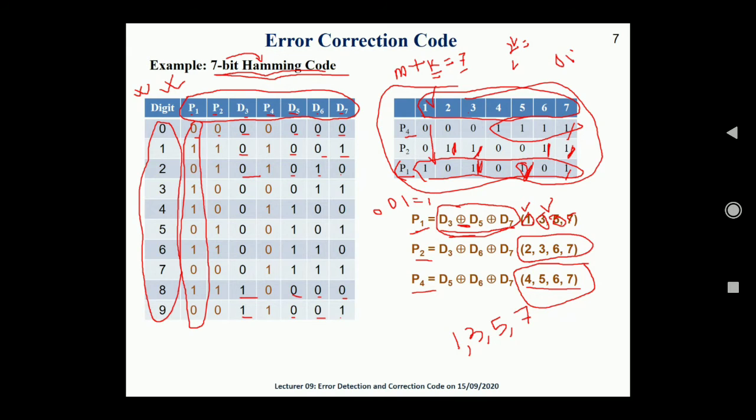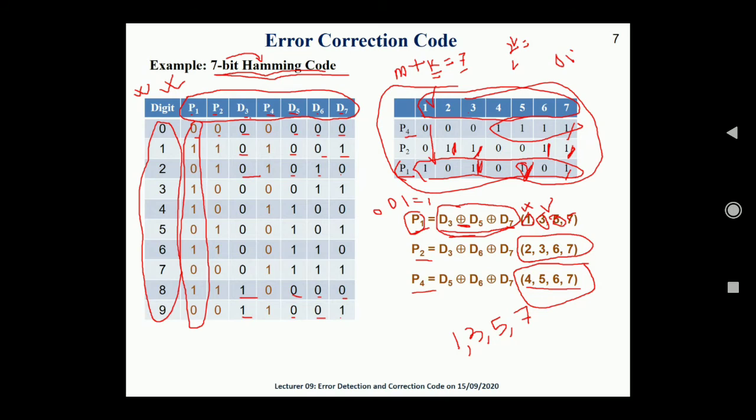Why are we getting D3, D5, and D7? Why are we not considering D4, D6, something like that? Why only 3, 5, 7? See here, 1 means it is already P1. P1 position is already 1, and P1 itself we are computing. So this particular 1 we cannot use here. Only 3, 5, 7 is left.